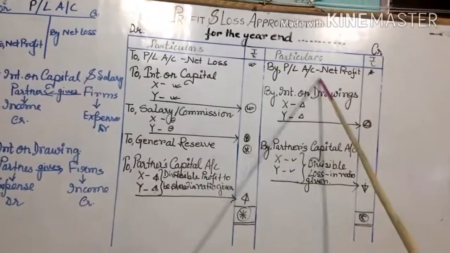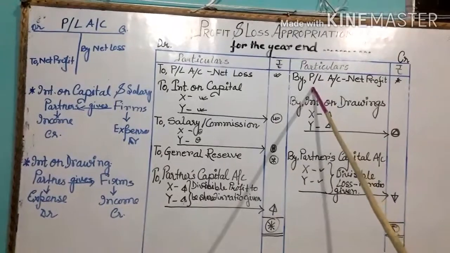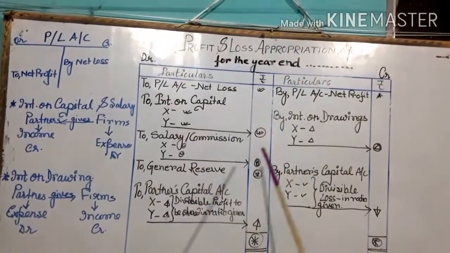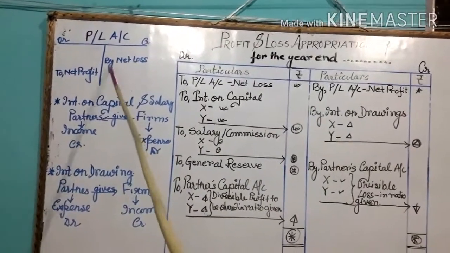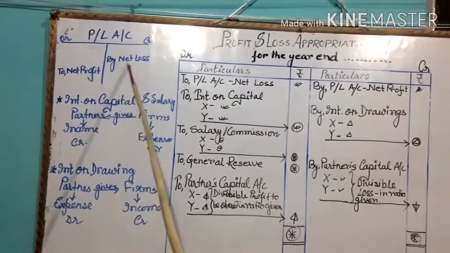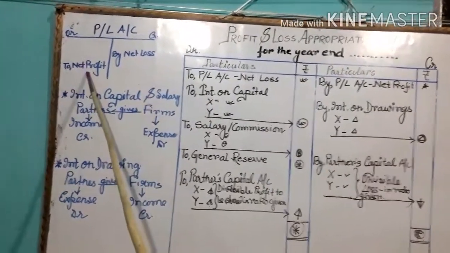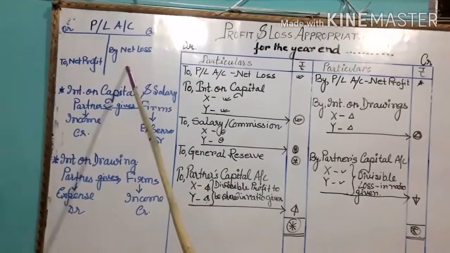Now from where did I get this? And why did I post it here? I have already said that this profit and loss appropriation account is an extension of the profit and loss account. I have drawn a rough of the profit and loss account. Now in the profit and loss account, the balancing figure is either net profit or net loss.